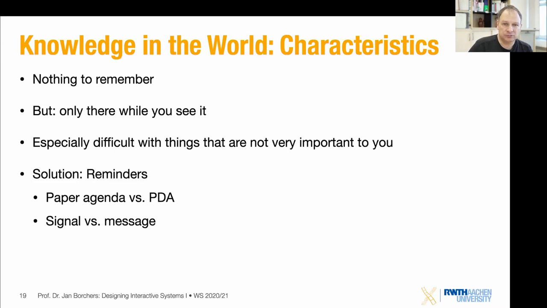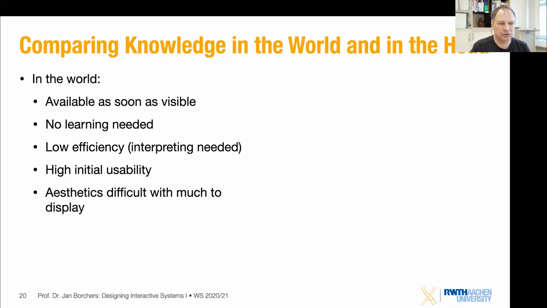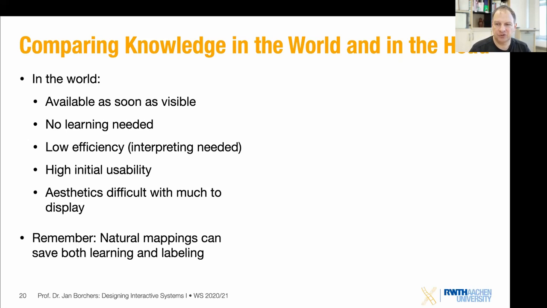Okay, so knowledge in the world: nothing to remember, available as soon as you see it. You don't need to learn. The initial usability is very high as soon as I walk up to it, but there are challenges, right? It's fairly slow because you need to interpret the knowledge in the world. You need to read the labels on the keyboard, for example. And the aesthetics with a lot of stuff to display become a little difficult, right? If you plaster everything with labels, at some point it looks ugly and it also becomes hard to use.